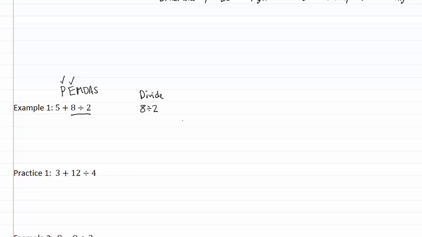Well, if I break 8 into 2 parts, each part's going to be 4. So this part's 4. So now I'm going to substitute. Instead of 8 divided by 2, now I've got 4. I've got 5 plus 4. So I've got the multiplication and division out of the way. Now I need to look for addition and subtraction as I read through the problem left to right. Well, this is 5 plus 4. So I've got this addition piece to do. I'm going to add 5 plus 4, and that's going to get me 9. So this expression simplifies to 9.